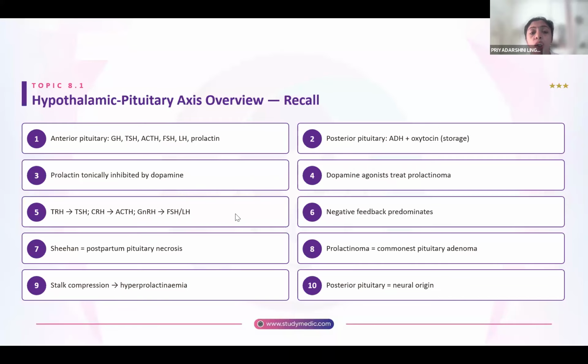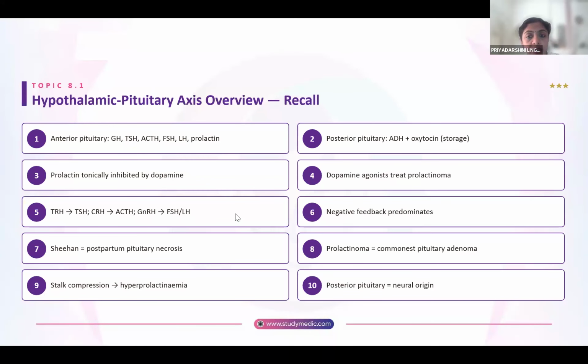You need to remember hypothalamus. What are the hormones of anterior pituitary? What are the hormones of posterior pituitary? Next, the common syndromes that are associated with each of these hormones need to be remembered. A special importance to prolactin and the commonest cause of prolactinoma. Now, anterior pituitary, we know it is your growth hormone, your TSH, ACTH, FSH, LH, and prolactin.